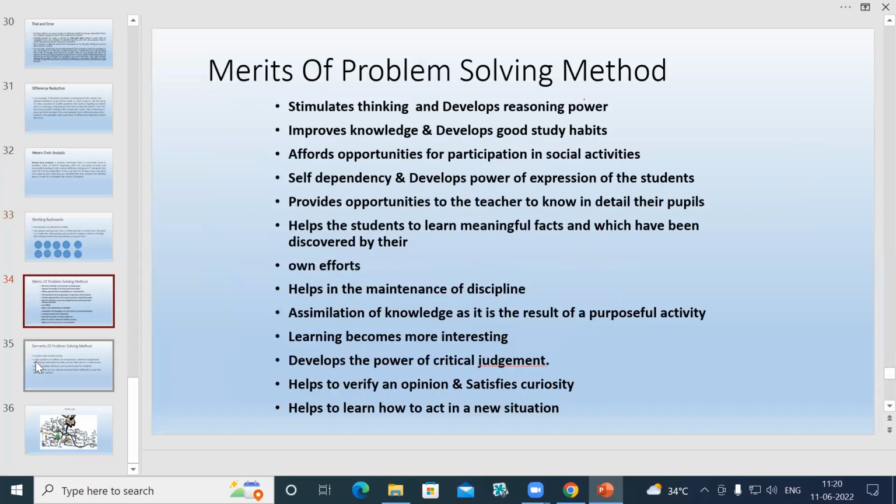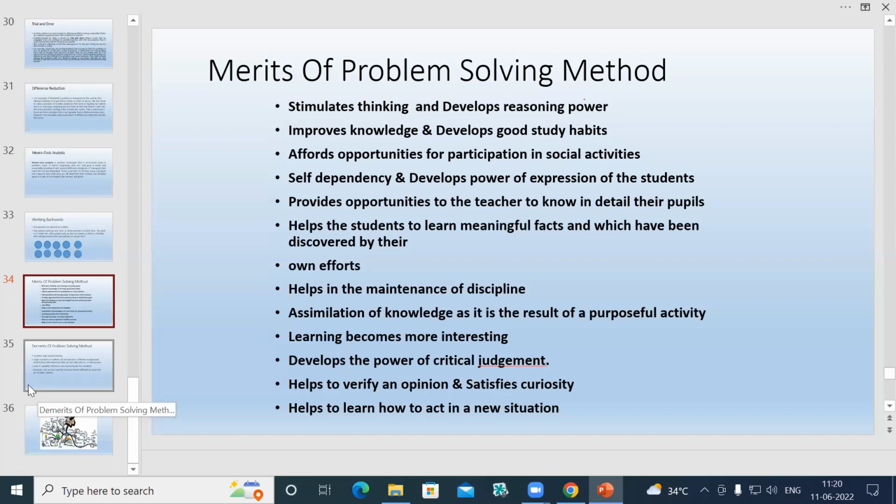Next slide, please. Now, what are the merits of this problem solving technique, or you can say method also? First is that it stimulates thinking and develops reasoning power. It improves knowledge and develops study habits.